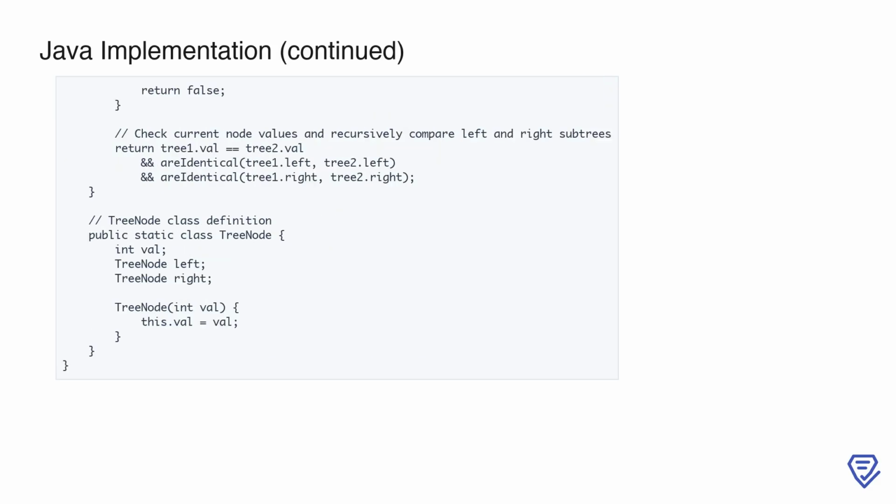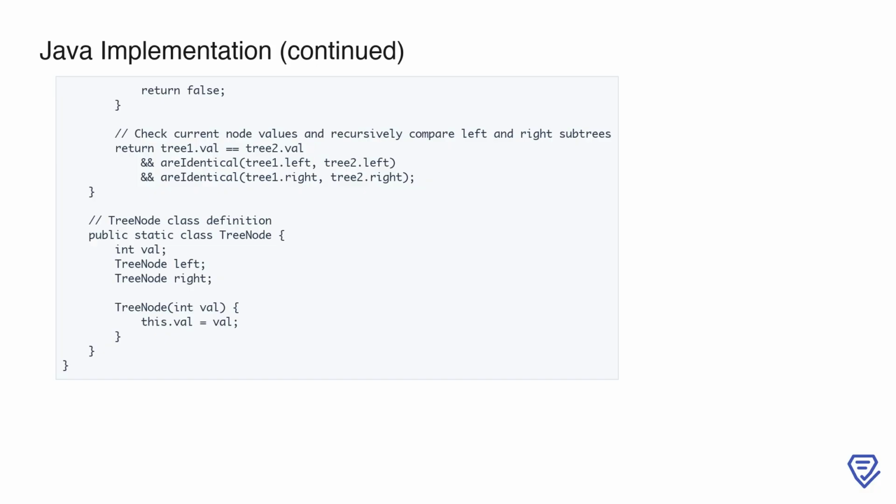Now, within the r_identical method, we verify if the values of the current nodes in tree 1 and tree 2 are the same. If they match, we recursively compare their left and right subtrees. For the trees to be identical, all these conditions must hold true: the values of the nodes must match, and both the left and right subtrees must also be identical.